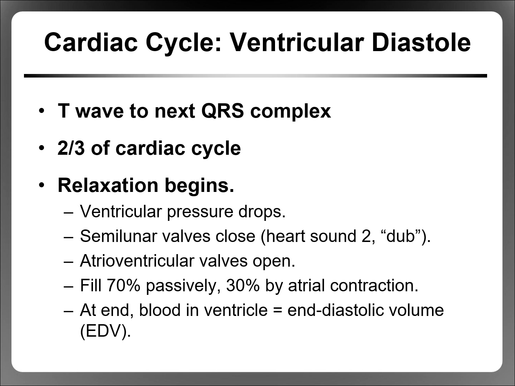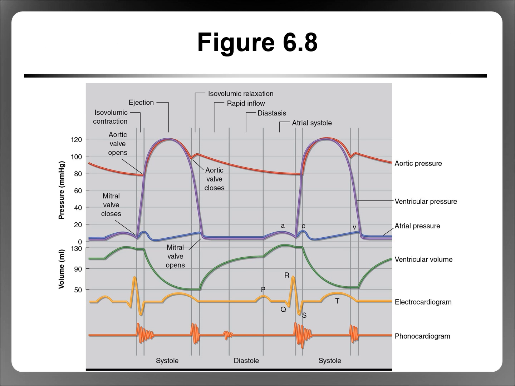This is your dub sound. When you're listening to heart rate, your AV valves will then open, and there will be about a 70% passive filling of the ventricle, and then the last 30% by active atrial contraction. This means at the end of this, we will have blood in the ventricle that equals the end diastolic volume.